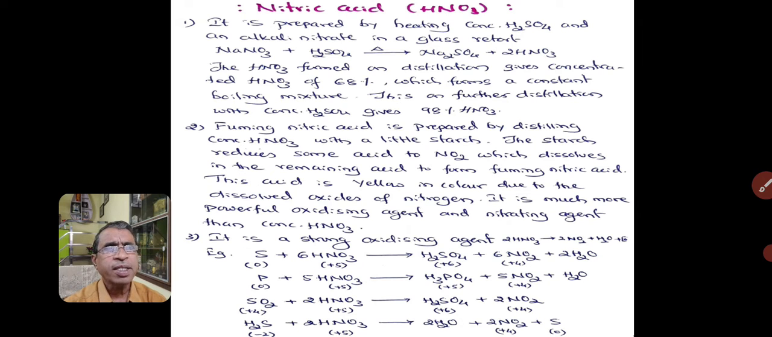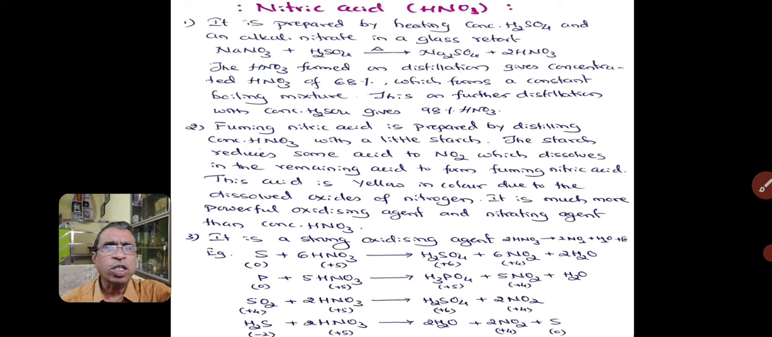It is a strong oxidizing agent. So during the reaction, HNO3 turns to NO2 plus H2O plus nascent oxygen. That nascent oxygen is responsible for the oxidation. It oxidizes sulfur to sulfuric acid, and nitric acid reduces to nitrogen dioxide. It oxidizes phosphorus to orthophosphoric acid and reduces nitric acid to nitrogen dioxide, where the oxidation state of nitrogen changes from +5 to +4.